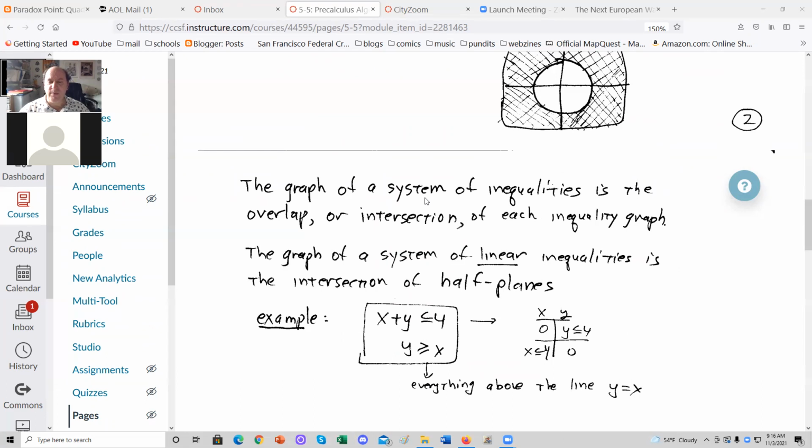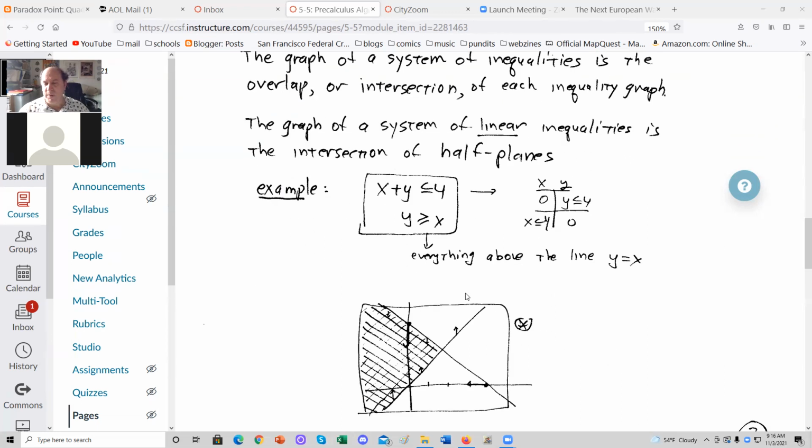Now, if you have a system of inequalities, several inequalities such as this, we'll find the overlap or the intersection of each inequality. And if you graph a system of linear inequalities, we get an intersection of half planes, which will generally be some kind of polygon. Here, x plus y less than or equal to 4.